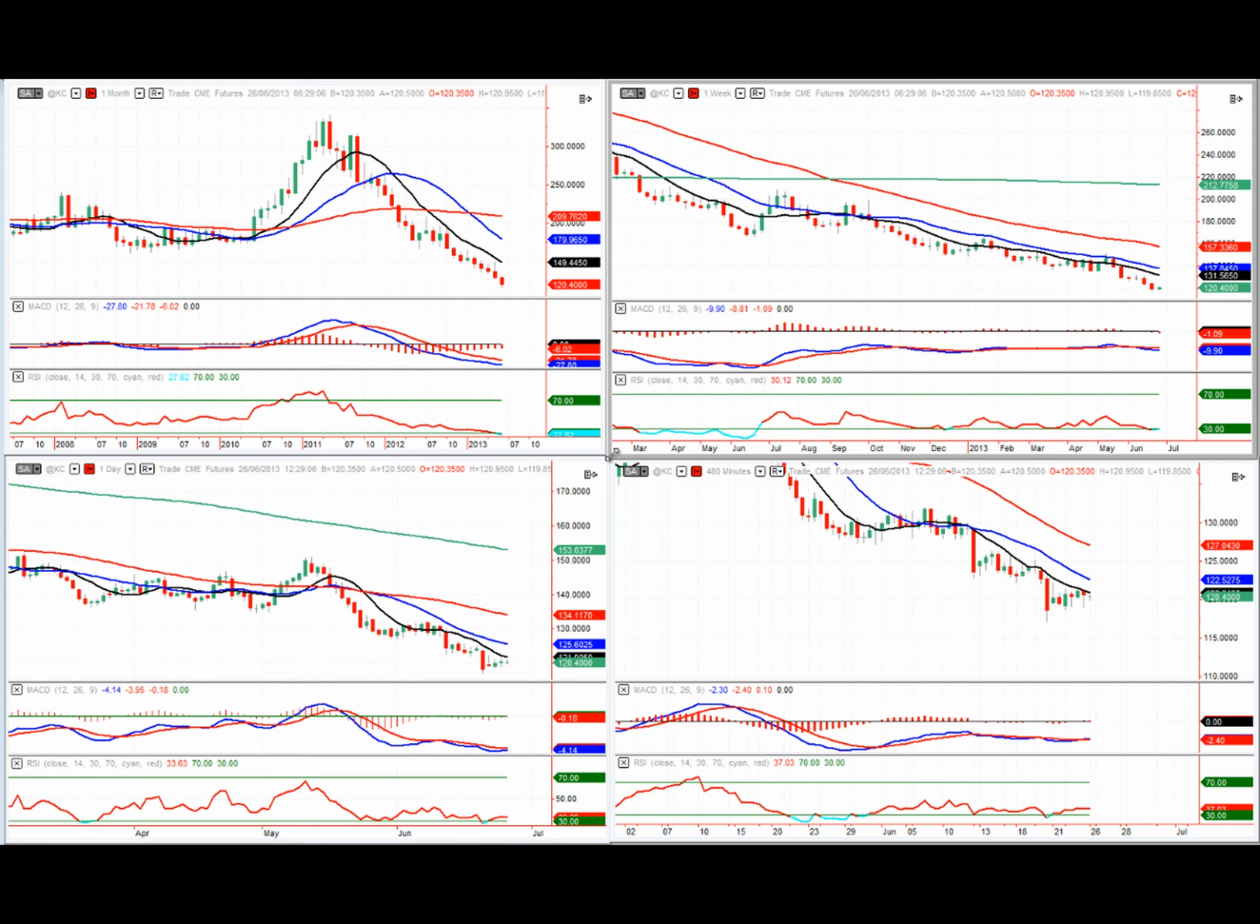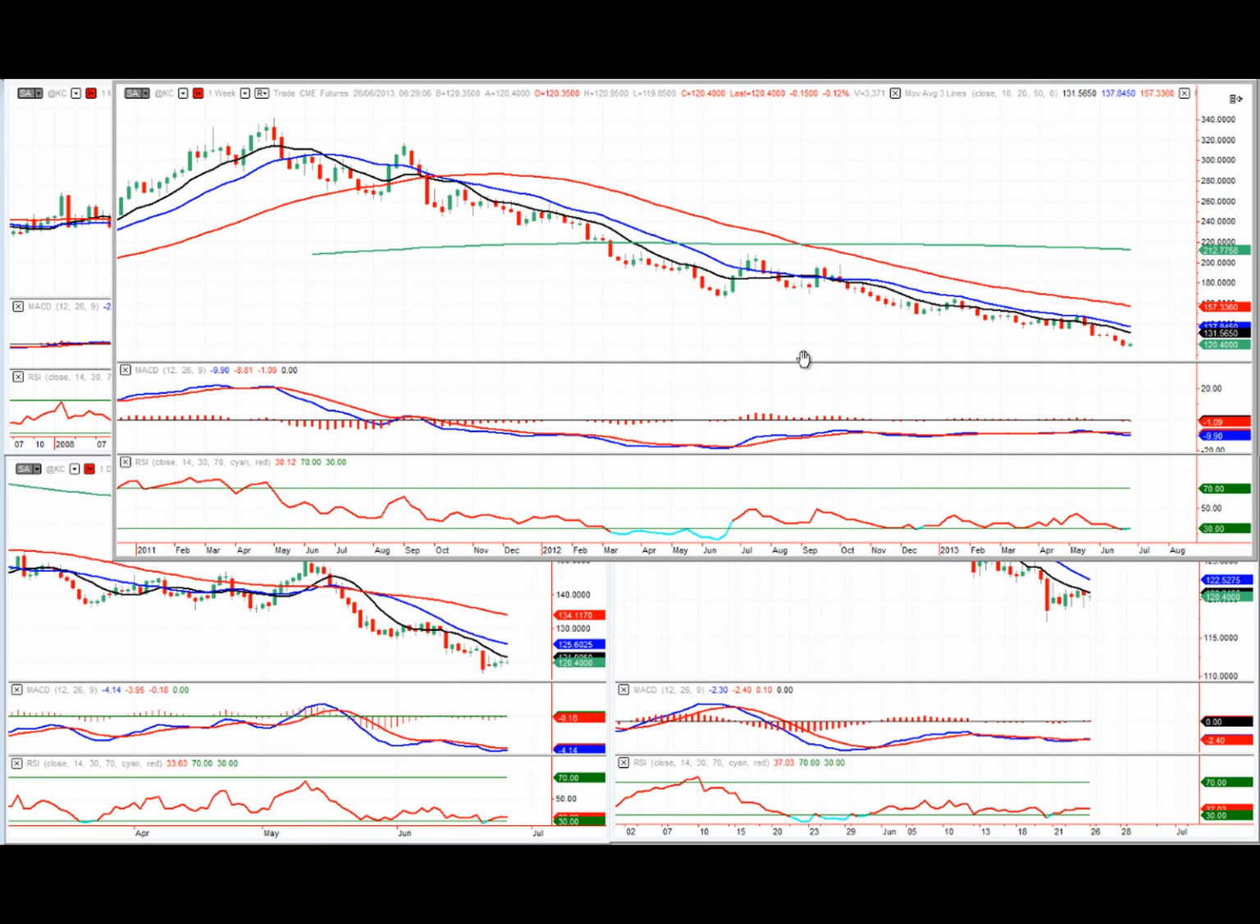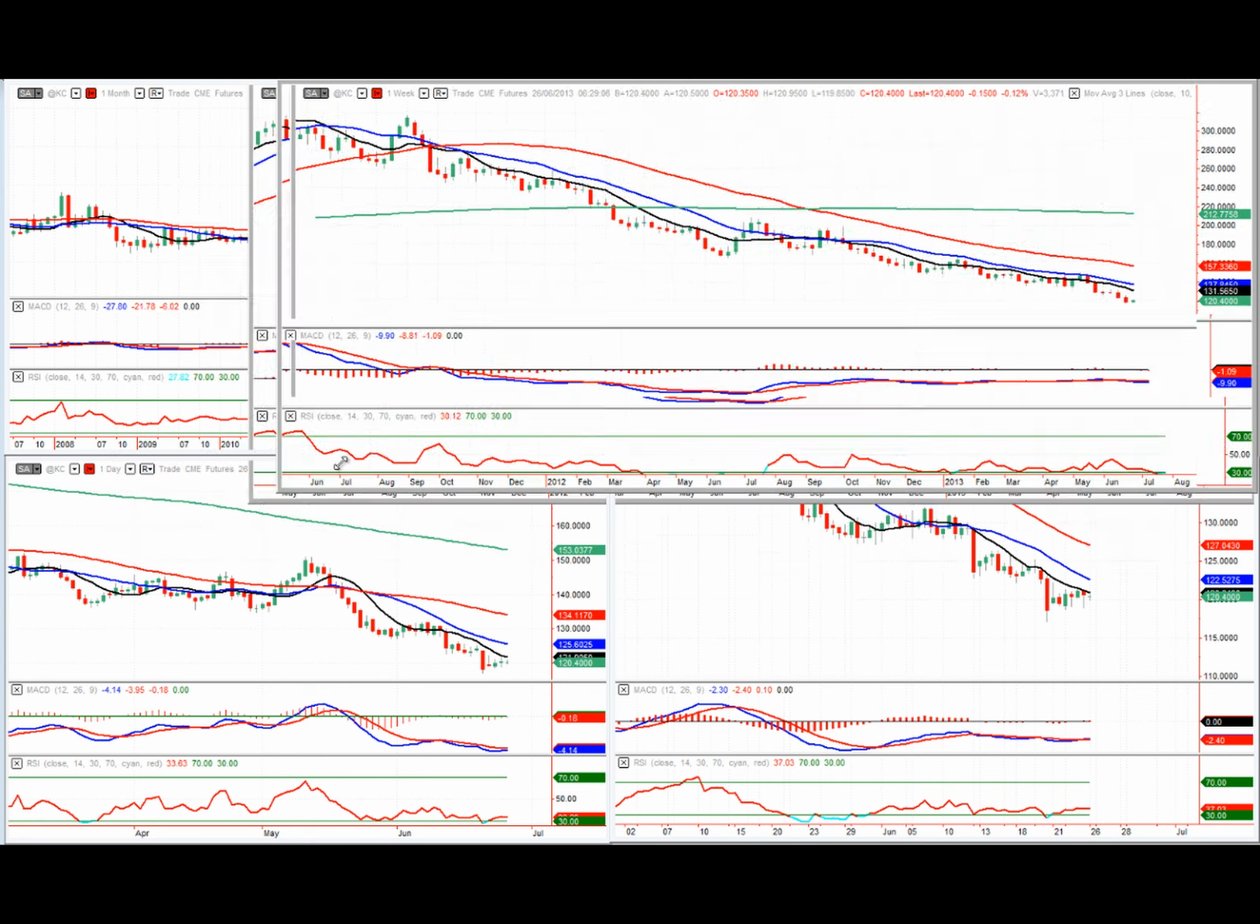If we come down to the weekly chart, we can see this in a lot more detail. We can see price has been very steady, moving averages all fanning very nicely, and nice steady selling momentum in this market is continuing to the downside.